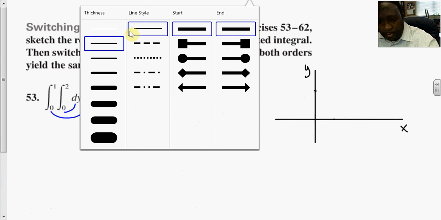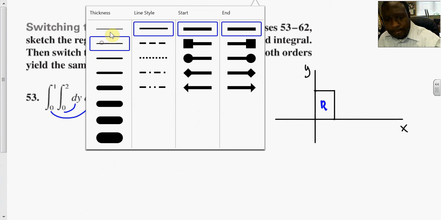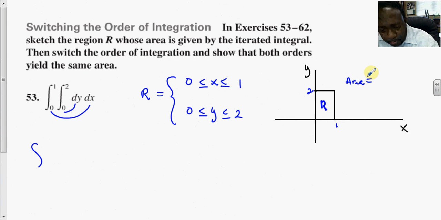So this is the region. So you integrate. Obviously, this is a rectangle, so the area, whether it's arithmetic, algebra, geometry, or calculus, we get the same thing. So the area is the length times the width, so we ought to get 2.